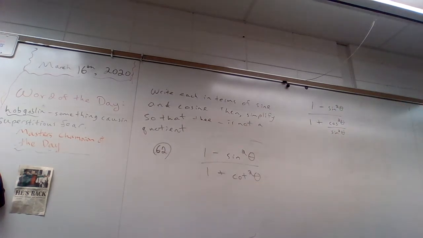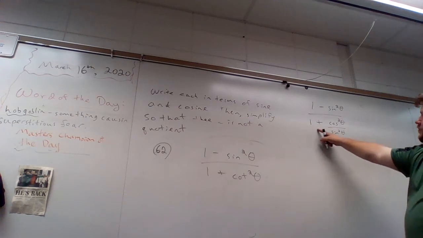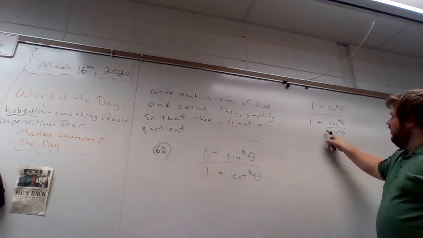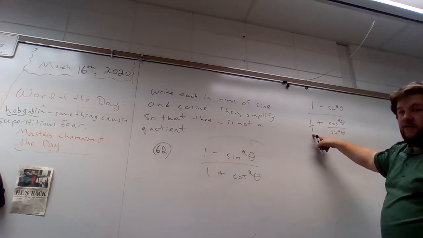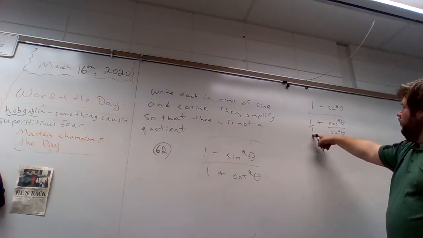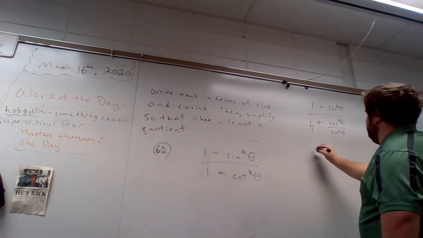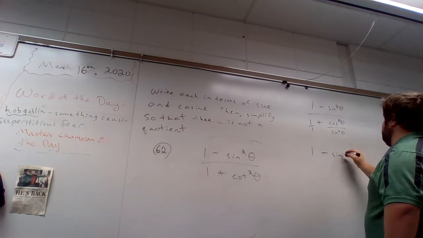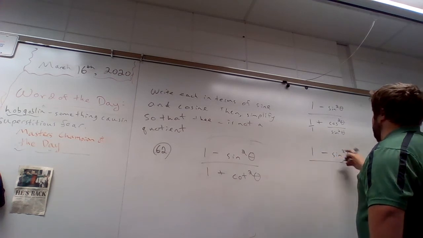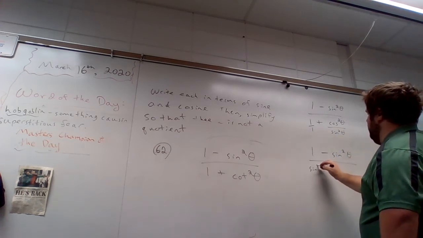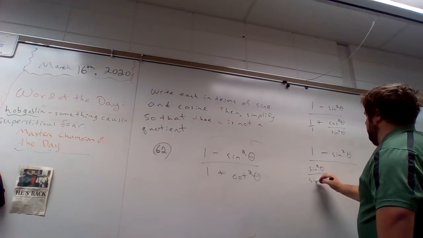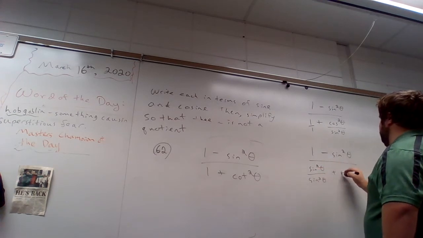Now, I want to continue to simplify this. Right now, it doesn't look so great. In order to combine these two fractions down here, I would have to get a common denominator. So this left-hand fraction, I would have to multiply by sine squared over sine squared, right? So I have 1 minus sine squared, and then I multiply by sine squared over sine squared on that left-hand fraction, so I get something like this.